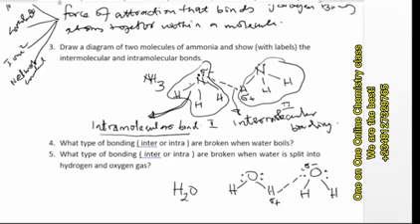Do not forget that this kind of intermolecular bonding is hydrogen bonding, because for hydrogen bonding to occur, you must have hydrogen connected to highly electronegative atoms. The highly electronegative atoms are fluorine, oxygen, and nitrogen. These are the three elements that cause hydrogen bonding when they get connected with hydrogen.